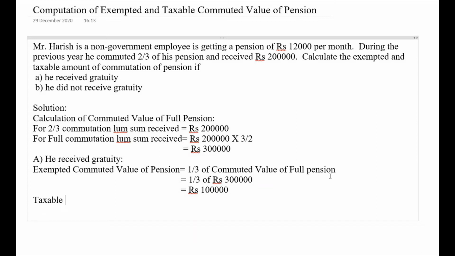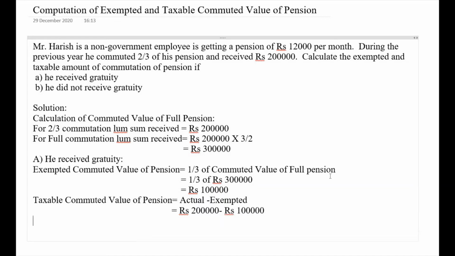Therefore, taxable commuted value of pension equals actual minus exempted. Substituting the values, actual pension received is rupees 2 lakhs, so 2 lakhs minus rupees 1 lakh. We arrive at the taxable commuted value of pension equal to rupees 1 lakh.